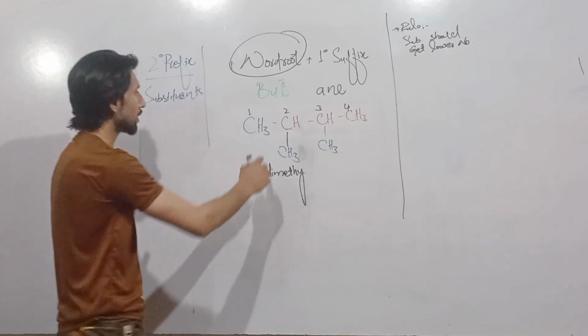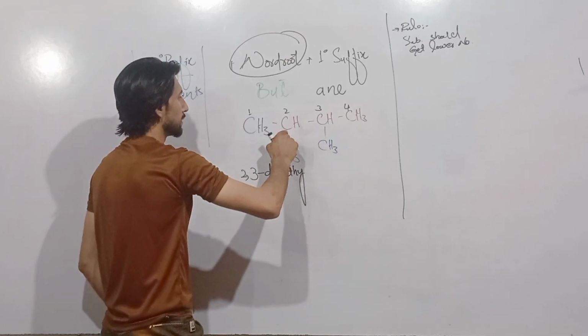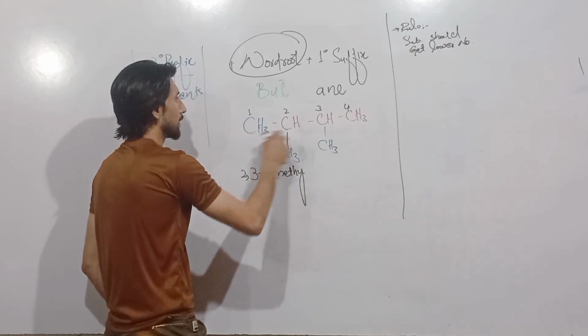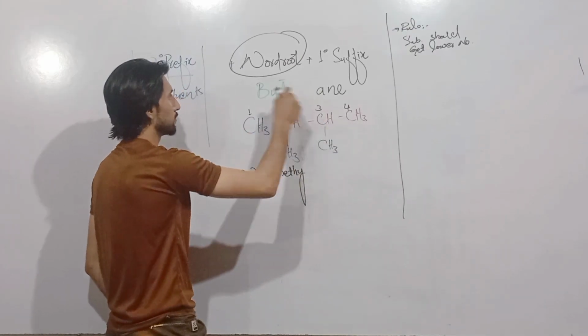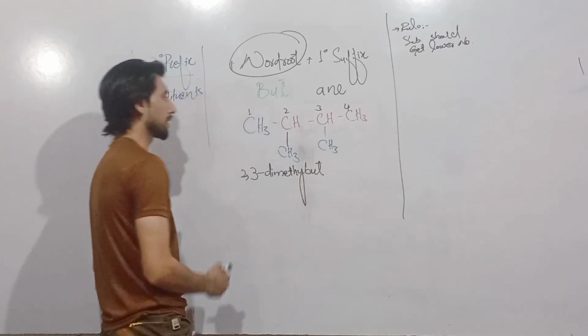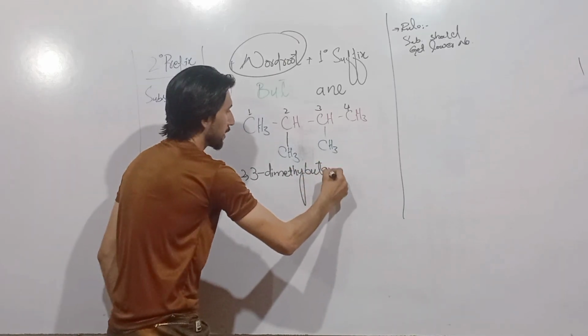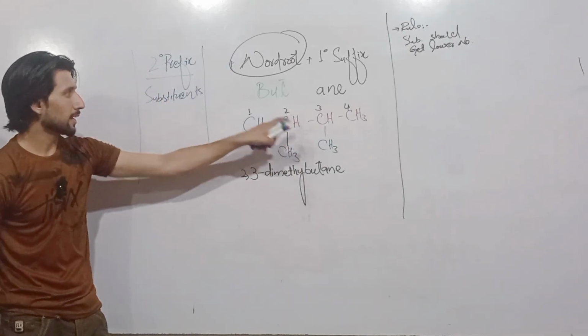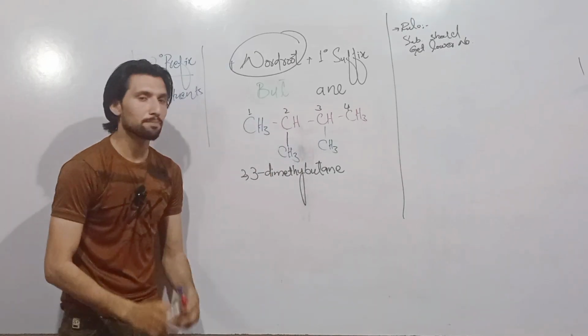Okay. And what is the name of our parent chain? That does not change. So it contains 4 carbon atoms, so the word root would be buta. And as it is an alkane, so A and E will end our name. So 2,3-dimethyl butane for this compound.